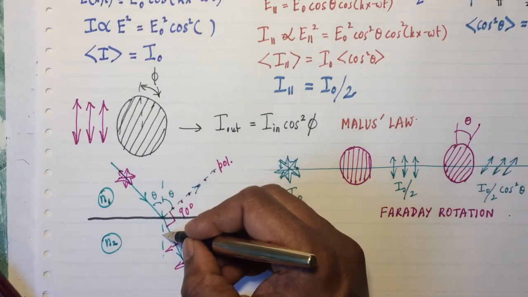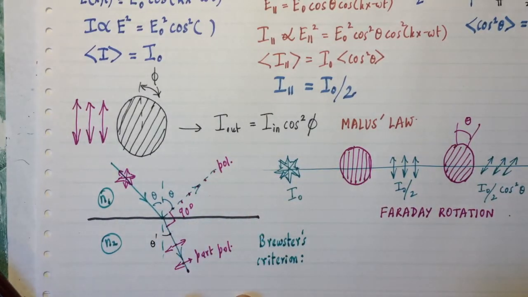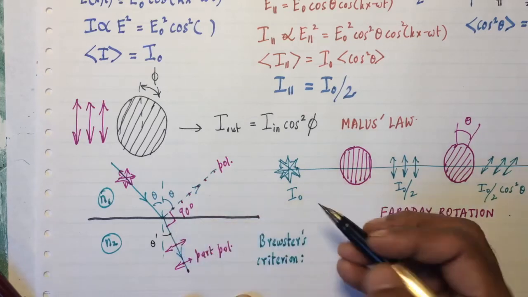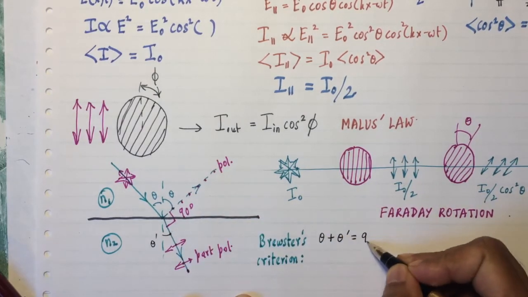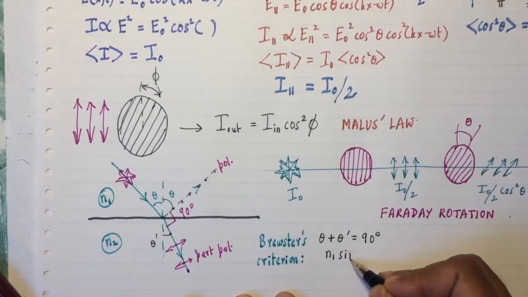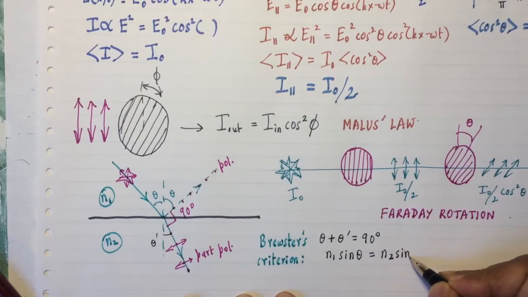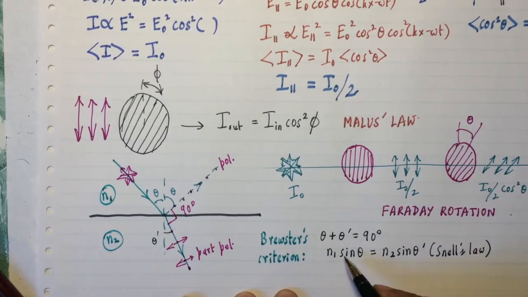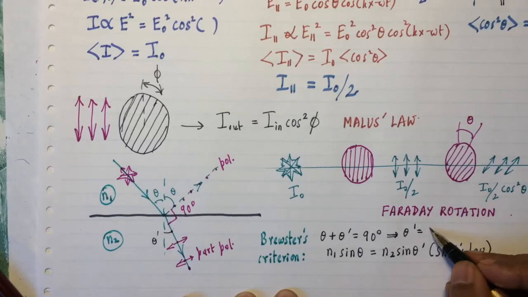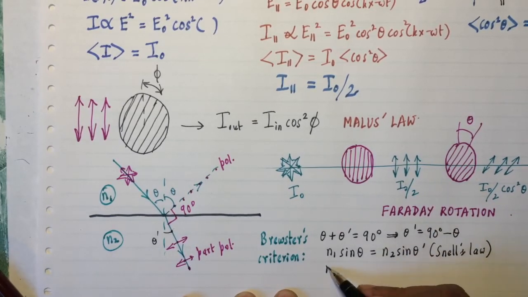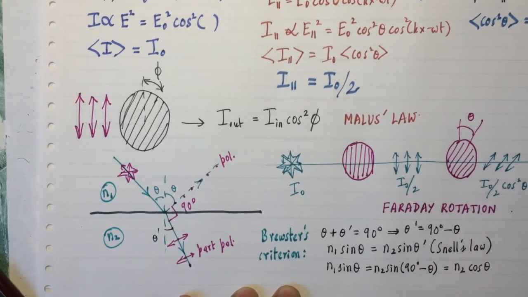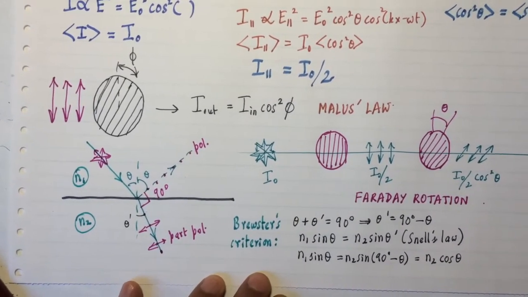So if this is theta and this is theta prime, then we know that theta prime plus 90 equals 180, which means theta plus theta prime is going to be 90 degrees. Also, we know that n1 sine theta equals n2 sine theta prime. That's Mr. Snell's contribution to science. So we can substitute, since theta prime is equal to 90 degrees minus theta, I can substitute that here, and I get n1 sine theta equals n2 sine of 90 degrees minus theta, which, if you remember your trigonometry, is cosine theta. Well, there you go. The criterion for Brewster's angle is obtained like this.